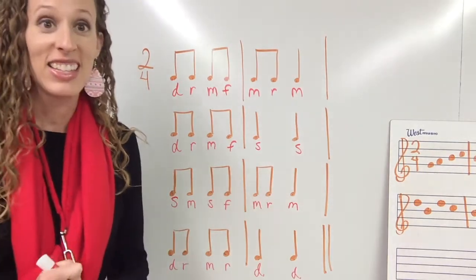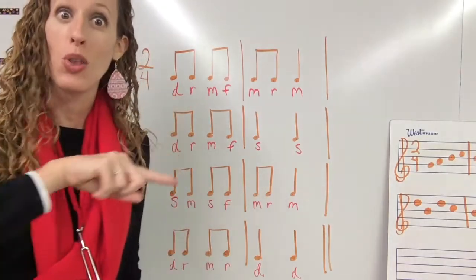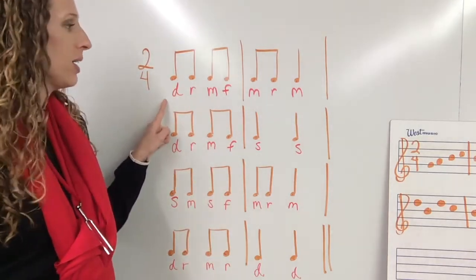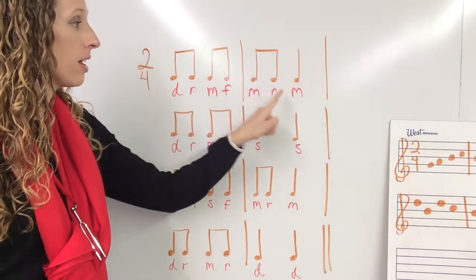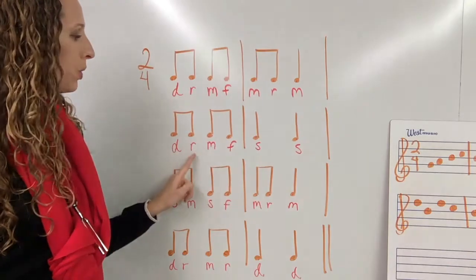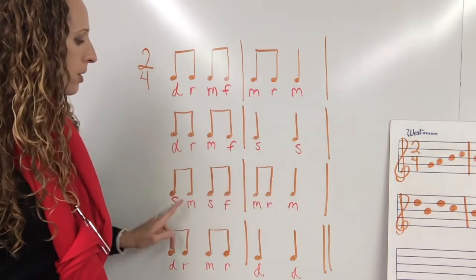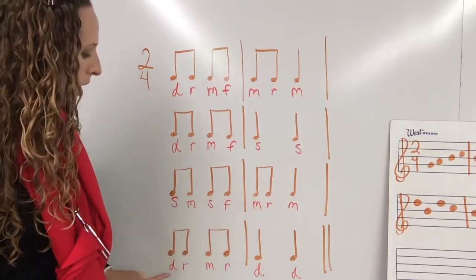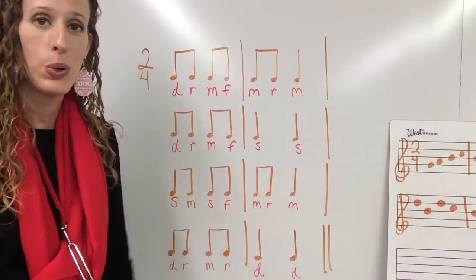Just like that. Sing it with me now with the solfege, and then we're going to do the whole thing again with our hand signs. Here we go. Do, re, mi, fa, mi, re, mi. Do, re, mi, fa, so, so, mi, so, fa, mi, re, mi. Do, re, mi, re, do, do.